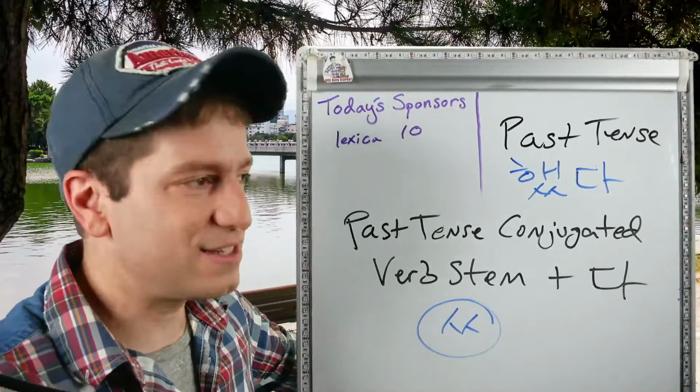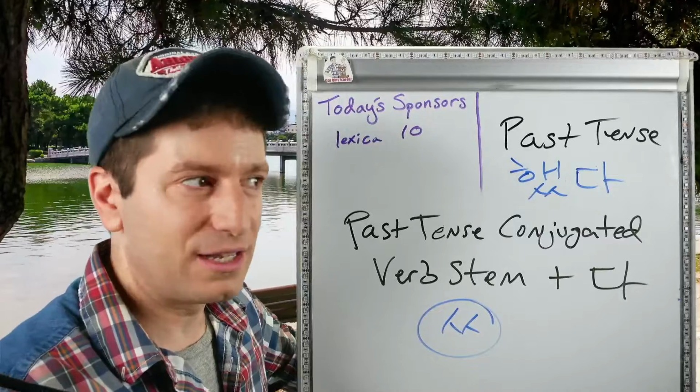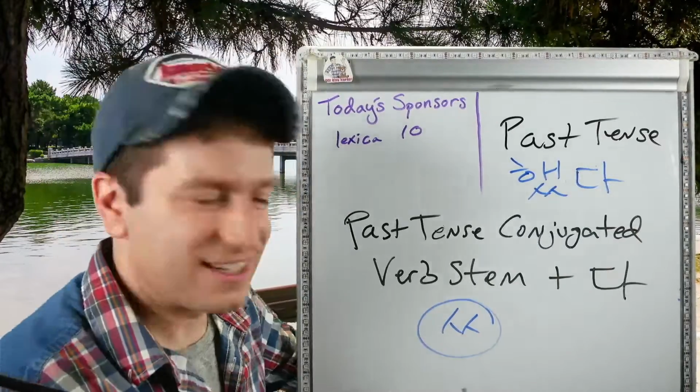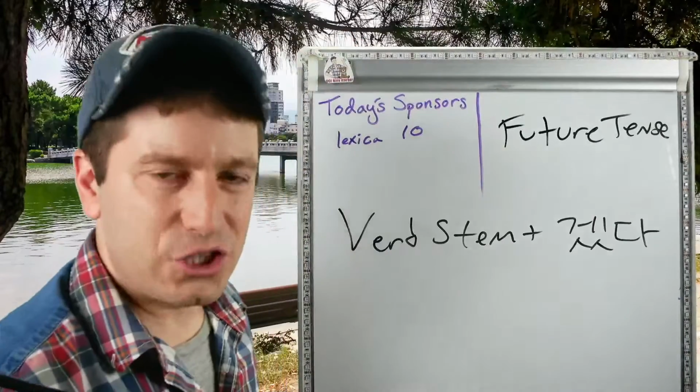Every other verb is going to work the same way. How do you make a past tense version of 가다, to go? 갔어요, 갔다. 먹다, 먹었어요, 먹었다. That's it.